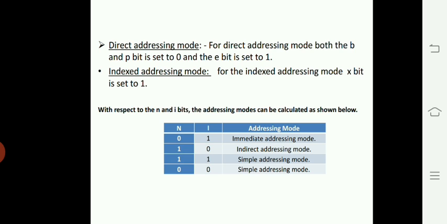And in case of simple addressing mode, either both n and i values are set to 0 or both n and i values are set to 1. Then the addressing mode is called simple addressing mode. So this is about the addressing modes of the SIC/XE machine architecture.